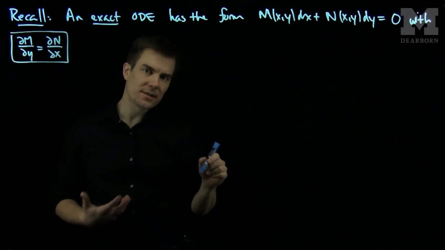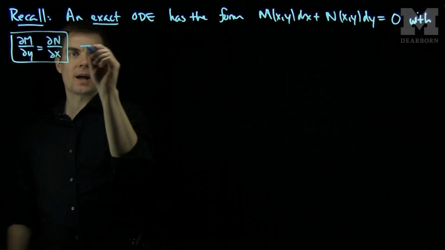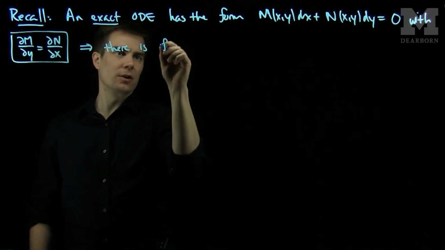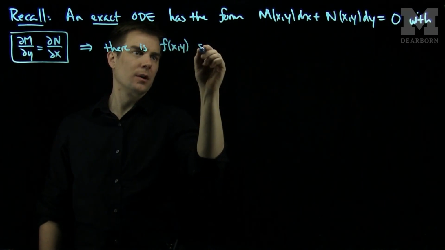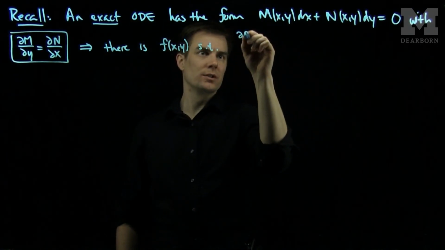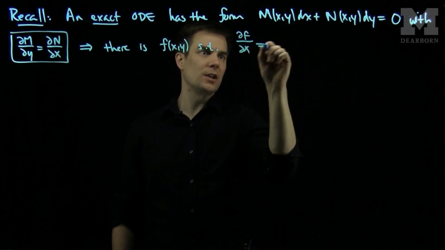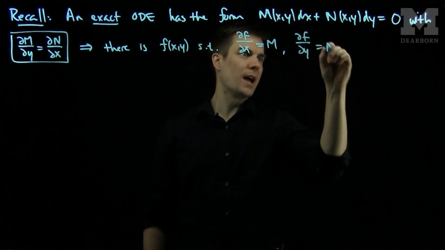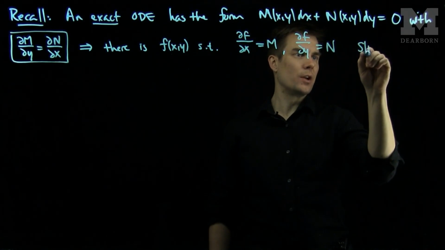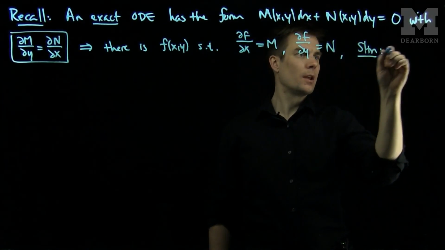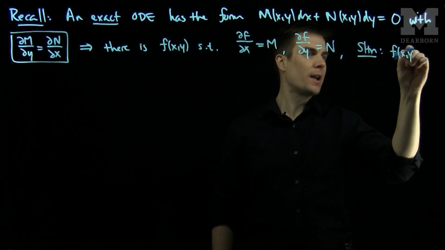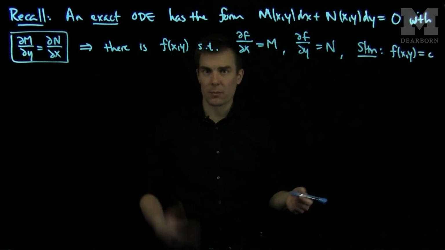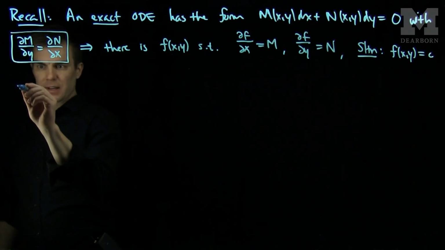Once this exactness condition is checked, this implies that there is a function f(x,y) such that two things are true: partial f partial x equals M, partial f partial y equals N, and the solution to the equation is f(x,y) equals c. Once we find this function f, we're done with the problem. Let's consider the following example.